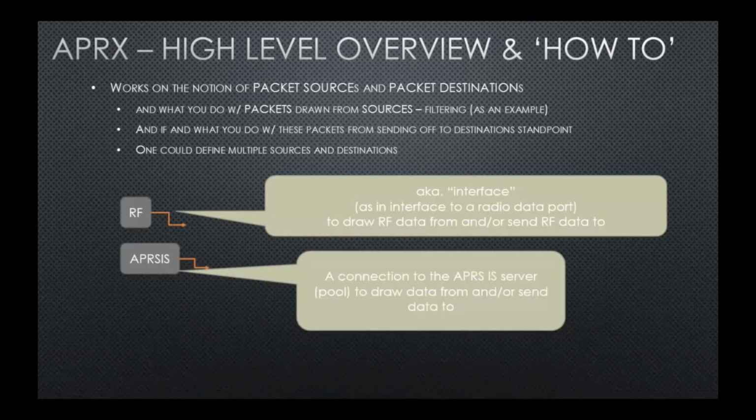The second bucket that can act as a source and as a destination is the APRS-IS server, wherein you are able to send data, in which case it's a destination. You're also able to receive packets from the APRS-IS server, in which case it acts like a source. I'm going to be using the APRS-IS as a destination and not as a source.